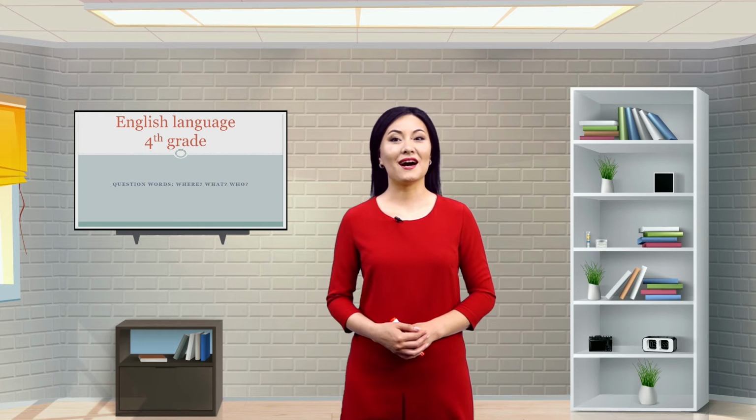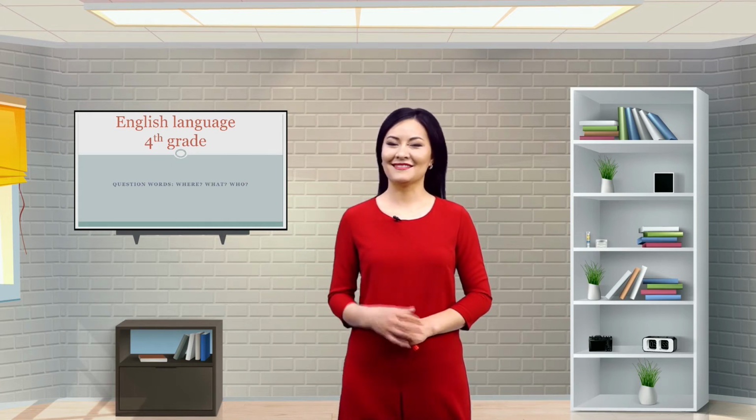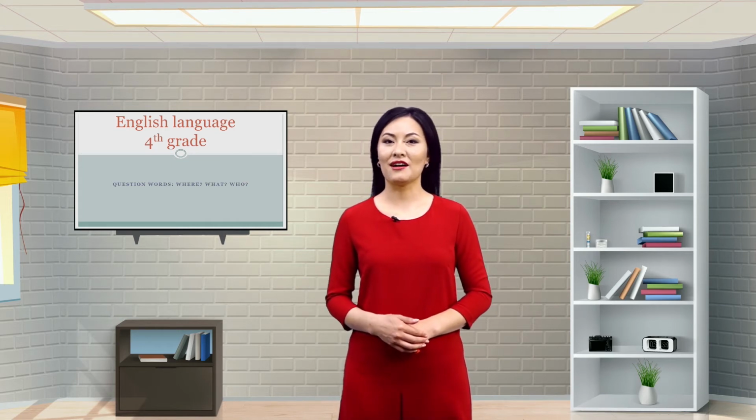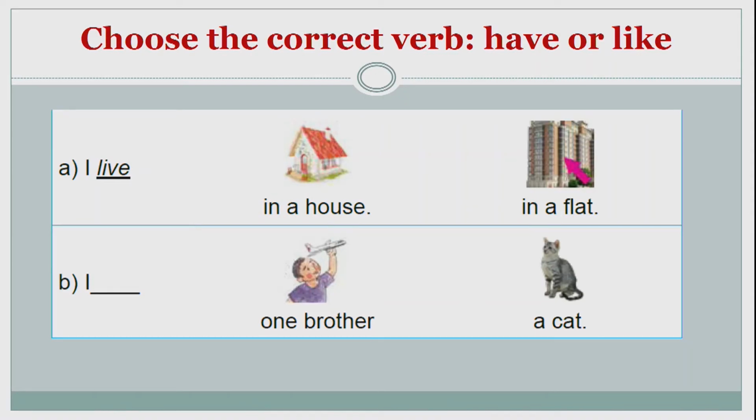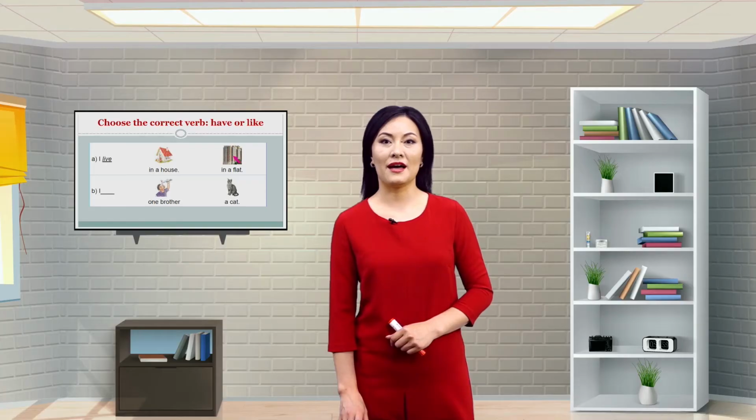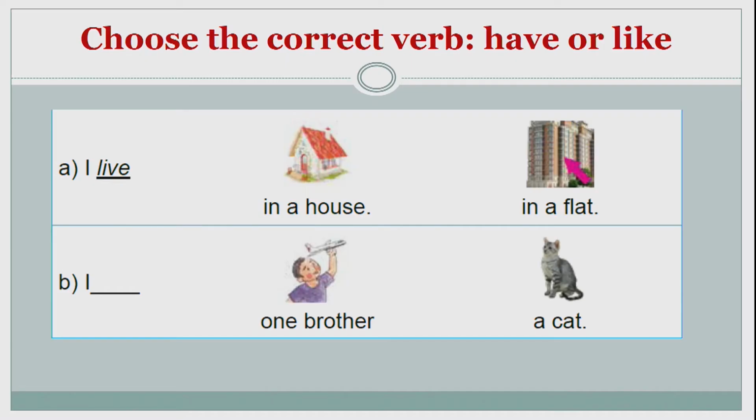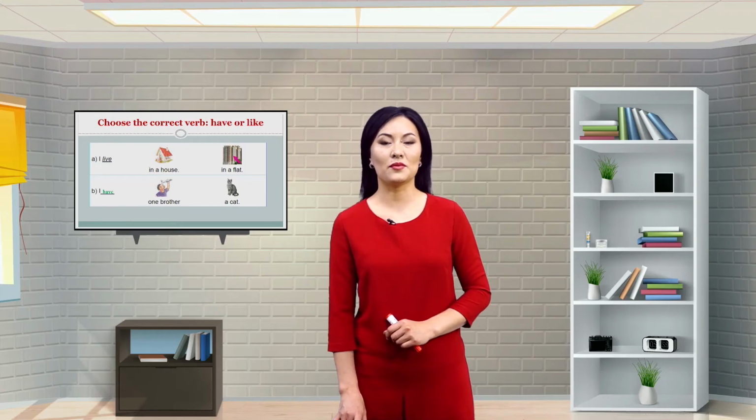Hello children, how are you today? Fine? Good of you. Do you have books ready? Let's start. Look at the picture and choose the correct verb, have or like. Think a little. I live in a house. I, one brother. What do you choose, have or like? Yes, you choose the verb have. I have one brother. I have a cat.